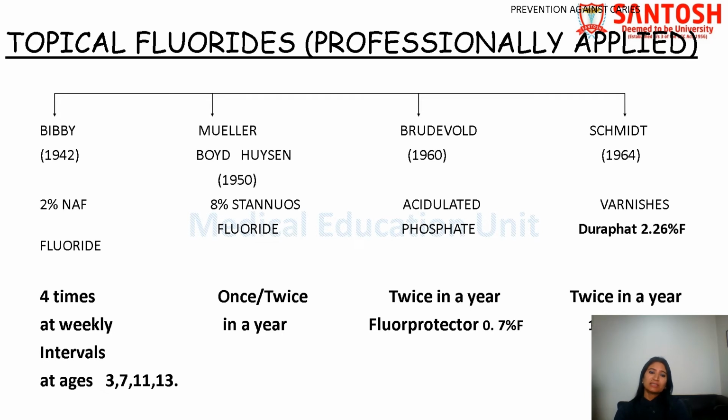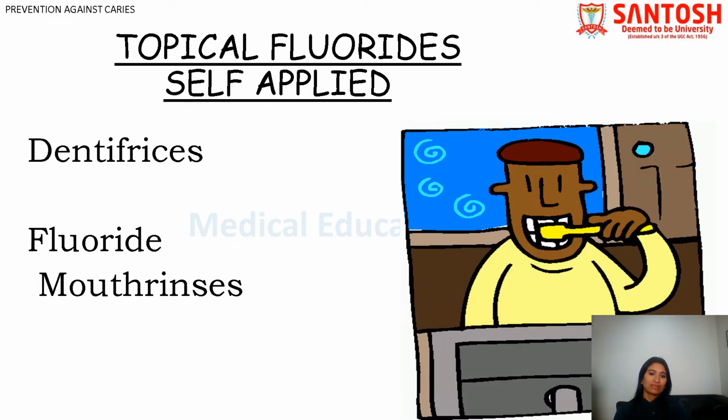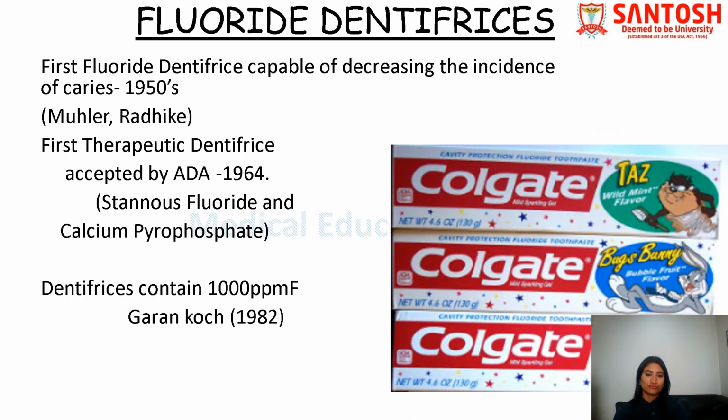Topical fluoride solutions which are professionally applied can be stannous fluoride, sodium fluoride, and acidulated phosphate fluoride. Also, varnishes can be given like Durafat and Fluor Protector. Self-applied topical fluorides include dentifrices and fluoride mouth rinses.